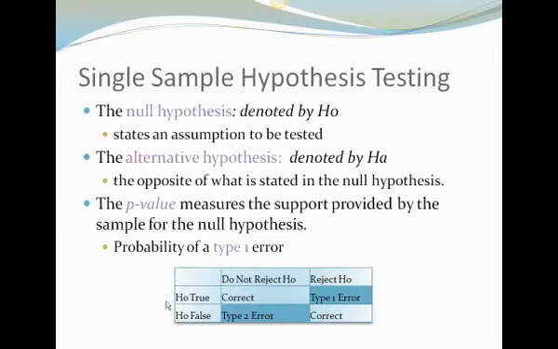Now, hypothesis testing. We're going to talk about two different types of hypothesis testing here: using a single sample, or using two different samples and comparing them. So we're going to start off with using a single sample. The null hypothesis is denoted HO. HO is the opposite of what you want or what you think should happen. HA is what you think should happen. So HA, what I think; HO, the opposite of what I think.